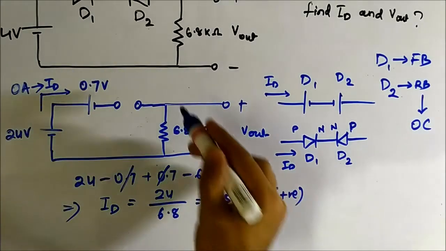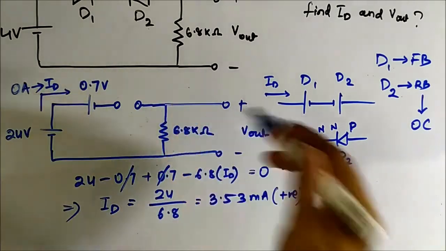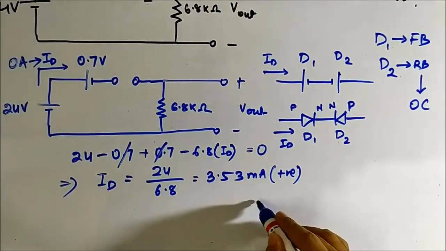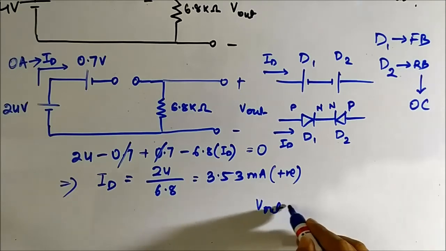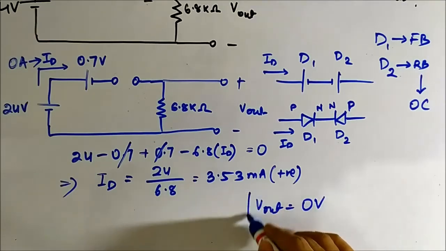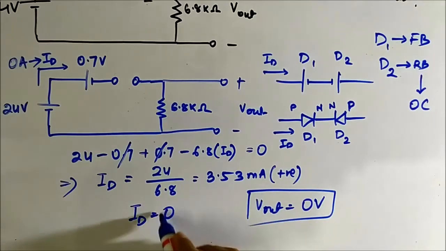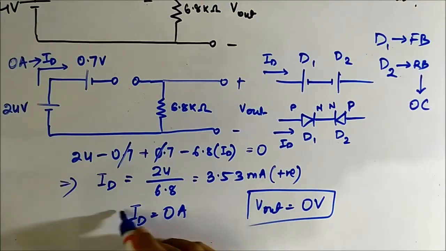Once ID is 0 ampere, no current flows through this 6.8 kilo ohm resistor. So V out is also equal to 0 volt, and ID is 0 ampere, or 0 milliampere, whatever, it's 0.